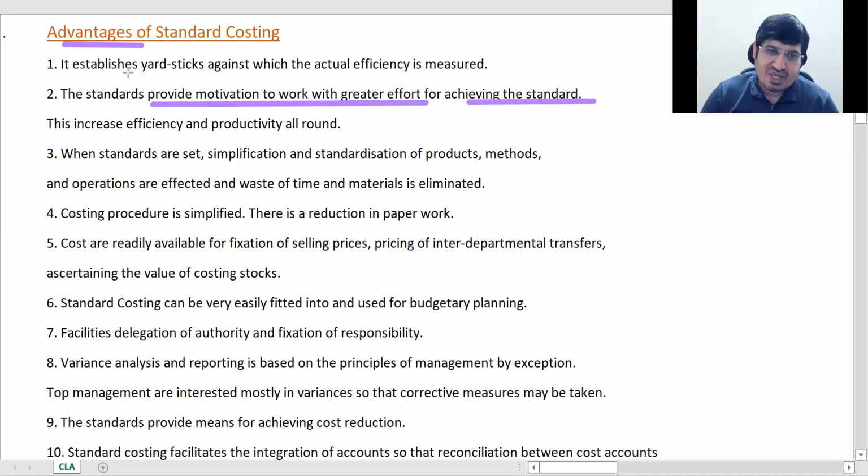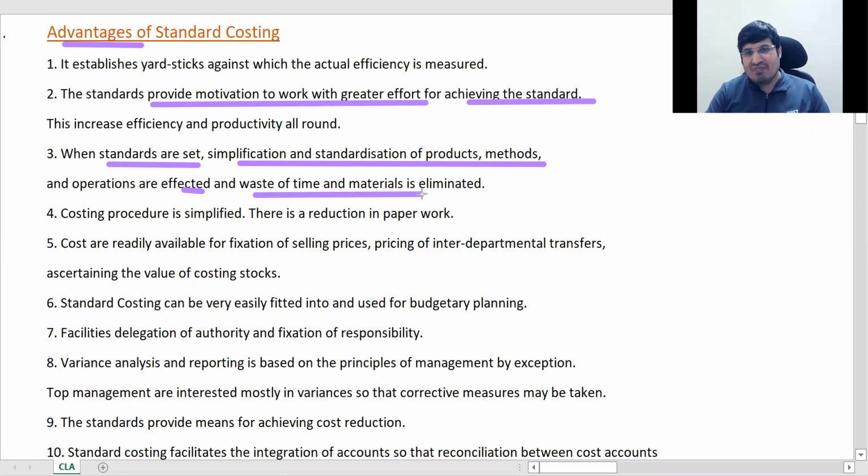Right. Then next is when standards are set. Simplification and standardization of products and all are affected. You're setting standards, right? What you are doing is you are seeing each thing: what should be the standard for this? So automatically you are studying the work methods, and naturally it will result in simplification, standardization. Correct. So that's this point.